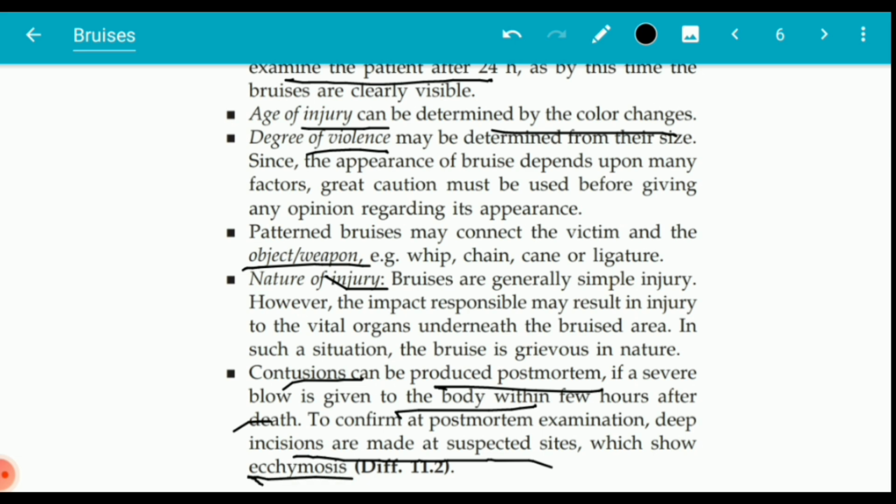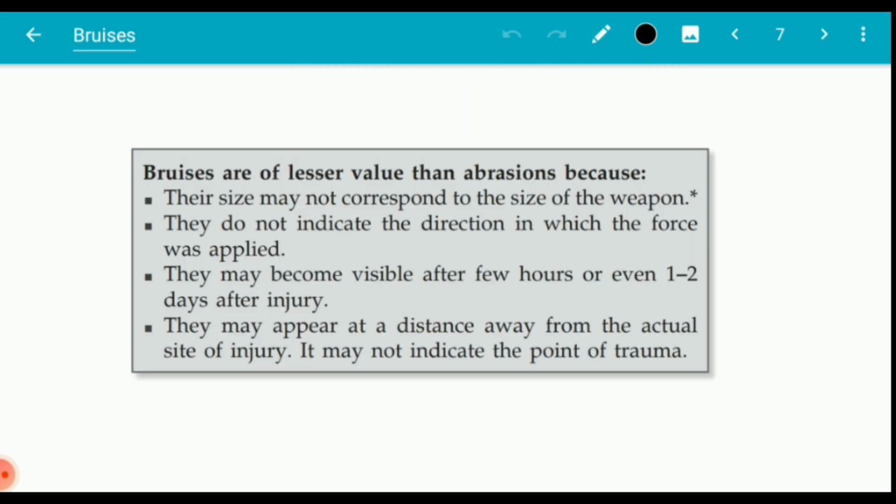Bruises are of less value than abrasions. Here are a few reasons why. This question might be possible and could be asked in your viva, so do pay special attention to it. Why are bruises less important than abrasions? Because the size of a bruise might not correspond to the size of the weapon that was used. In the case of an abrasion, the size of the weapon or the surface responsible for causing it can be easily figured out, but bruises are not very good at this.